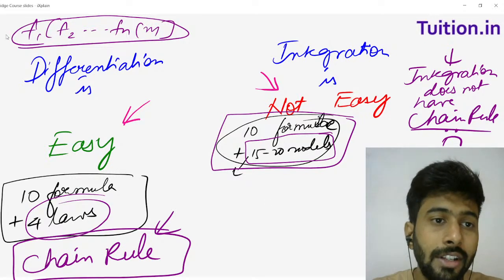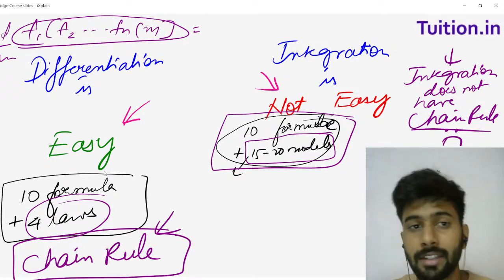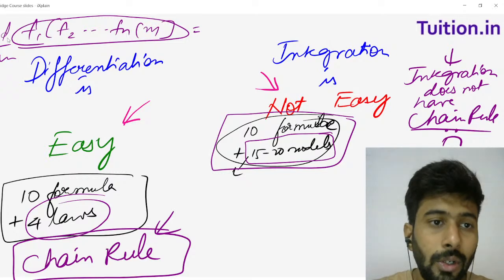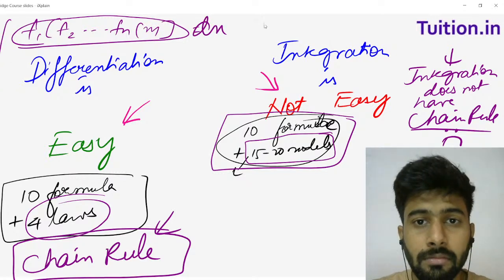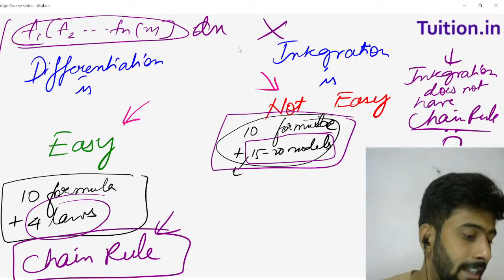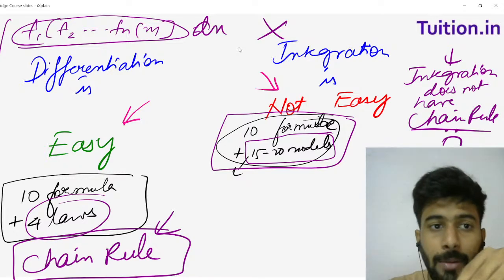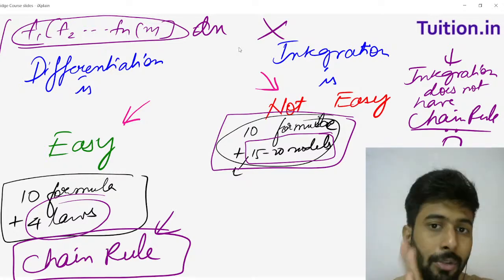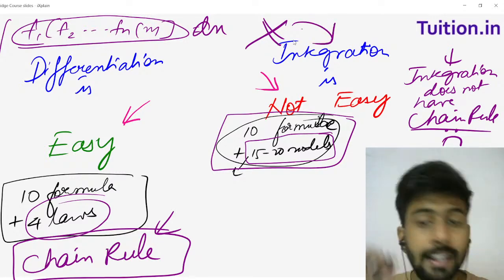You can differentiate this function using the chain rule formula that I gave you in the previous class. But if I ask you to integrate this with respect to x, you will go mad. You can't integrate it using chain rule. Like you can't say I will integrate f1 first, keep all the inputs same, then multiplied by integrate f2 second, keep all the inputs same. That is wrong. There is no chain rule which exists for integration.